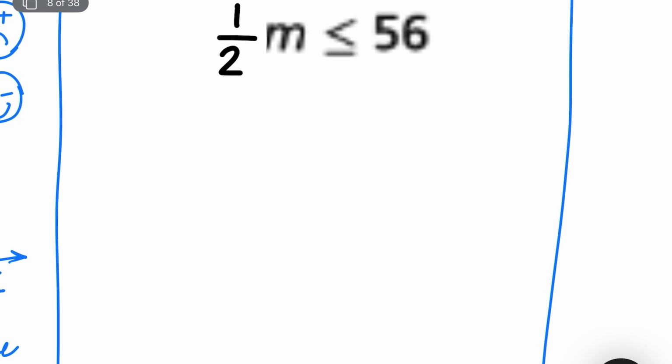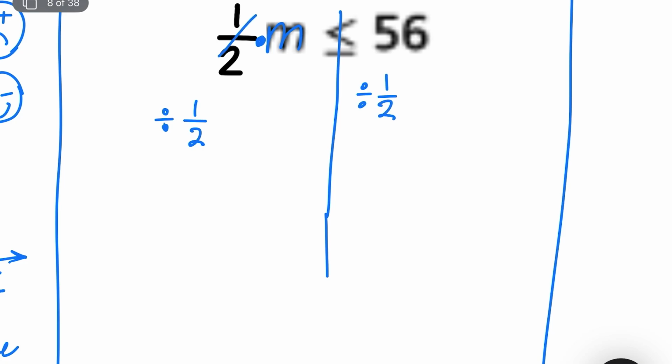Again, draw a line to separate the sides of the inequality. Again, I have 1 over 2 stuck to my variable, means it's multiplied by my variable. To cancel it, what should I do? Since it's multiplication, I have to use division of 1 over 2 on both sides. Now it's cancelled. It's a positive number. I'm dividing by positive 1 over 2. Then the inequality sign should stay the same.